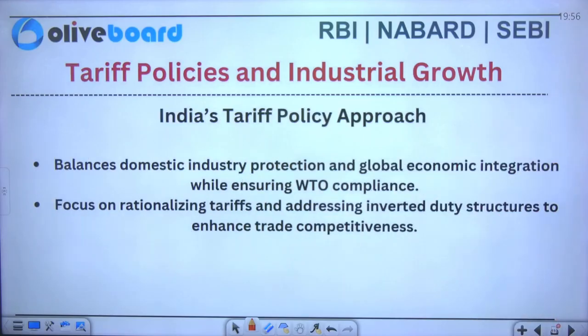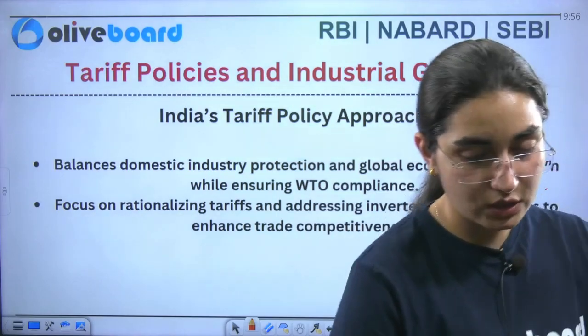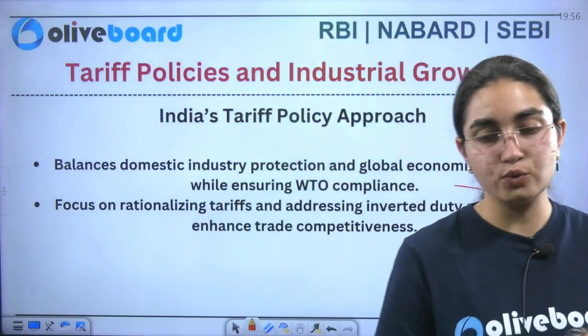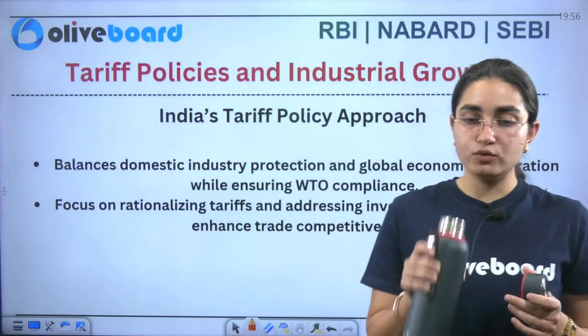Now if I talk about India's tariff policy approach, it is balanced. It has balanced domestic industrial protection and global economic integration, while ensuring World Trade Organization compliances, because you have to follow the rules and regulations and the compliances that have been given by the WTO. So you also have to ensure that.